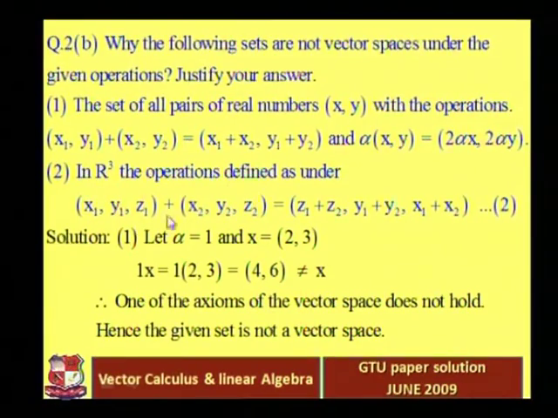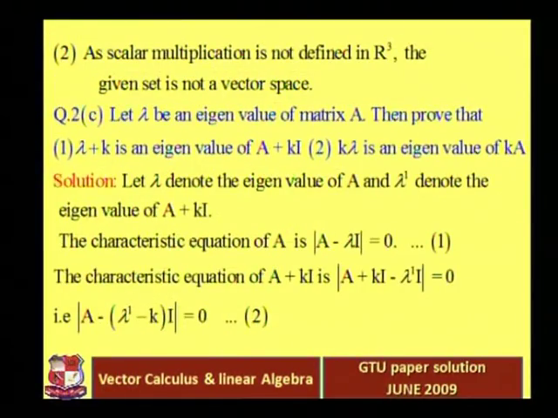And the second one is quite easy, because the scalar multiplication is not defined here, only the addition is defined. So you can write down that scalar multiplication is not defined in R3, so the given set is not a vector space, right? So here is the complete solution. Next question, question 2c.